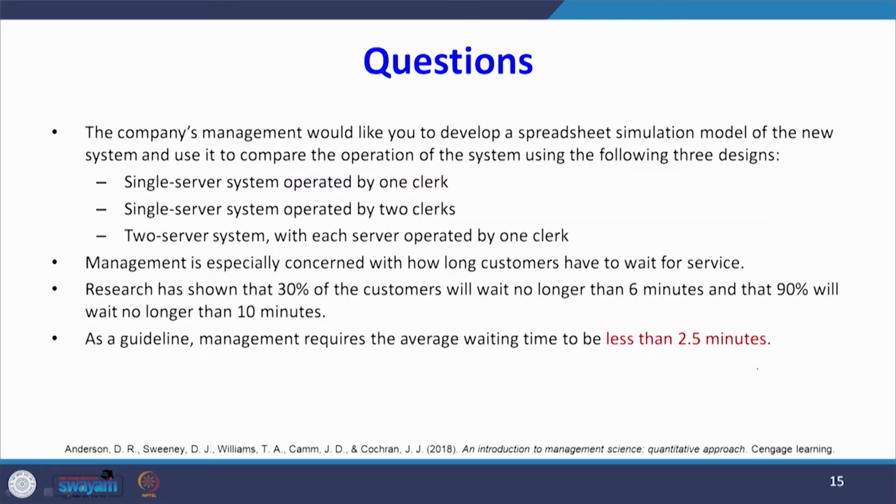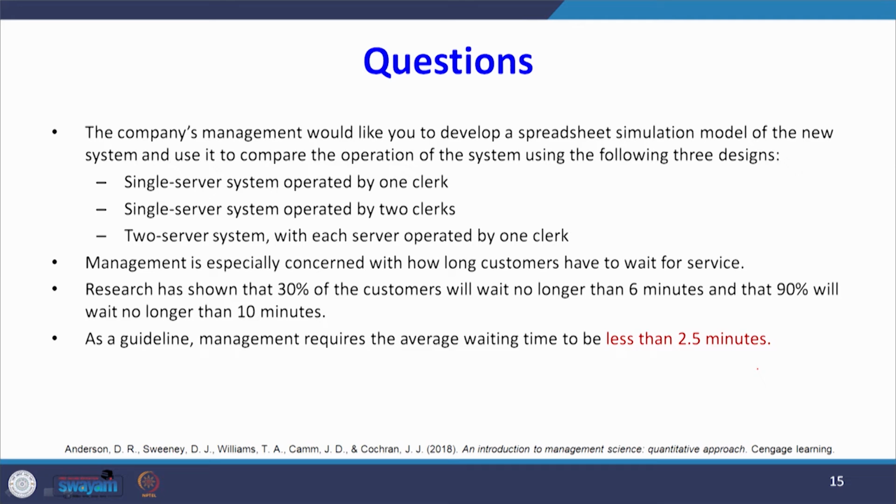So, what are the questions? The company's management would like to develop a spreadsheet simulation model of the new system and use it to compare the operation of the system using the following three designs. What are the three designs which are proposed? One is a single server system operated by one clerk. Second is a single server system operated by two clerks. Third is a two server system with each server operated by one clerk.